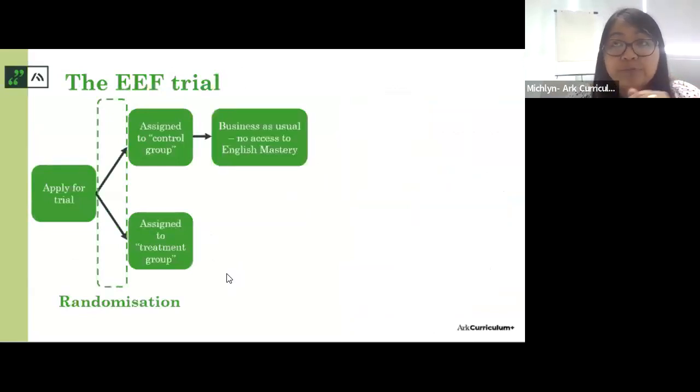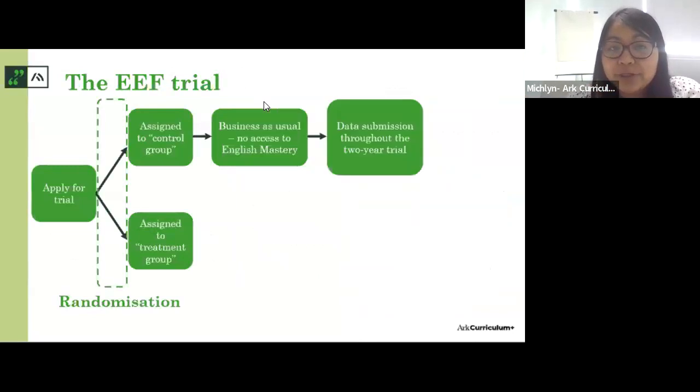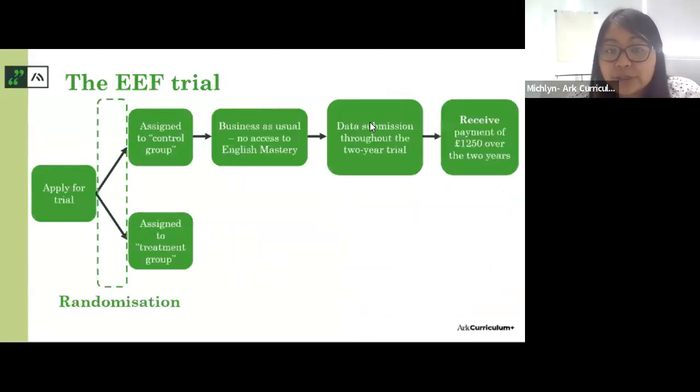If you're in the control group, it means really you don't get anything. It's just business as usual. You get no access to the English Mastery resources. However, what you will have to do is submit your data throughout the 2 years, and you will receive a payment of £1,250 over the 2 years. So you'll still get payment, and you can use that payment how you wish on new books, anything that you like for your department.